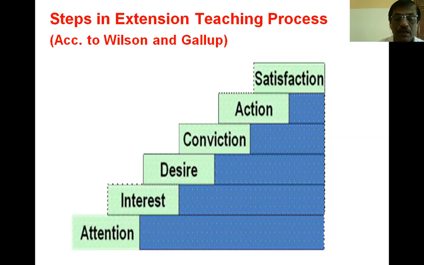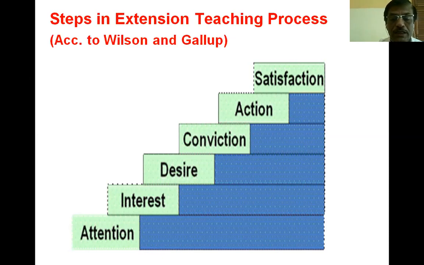Then after drawing the attention and making them know about the subject, you can create interest among the audience to know about the subject matter. Create interest. For example, if you give information, here is a new variety on soybean, developed by UAS Dharwad, which gives more yield. So by telling the name of the variety, you can draw the attention. After drawing the attention, you can create interest to know about the variety.